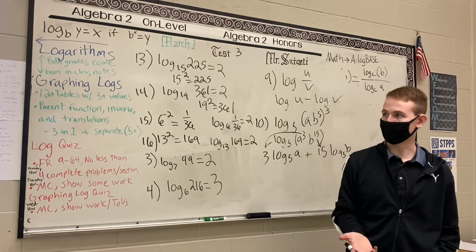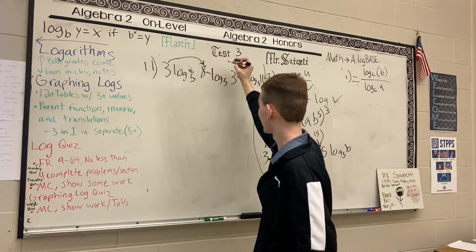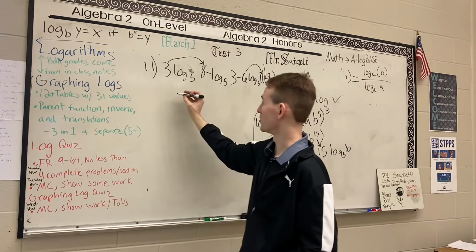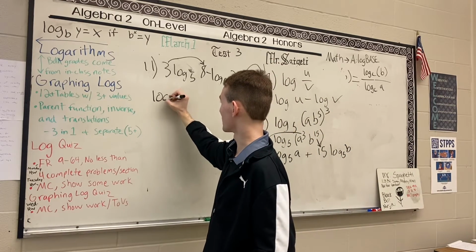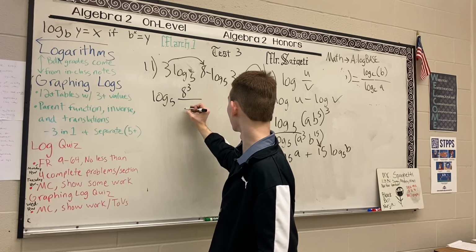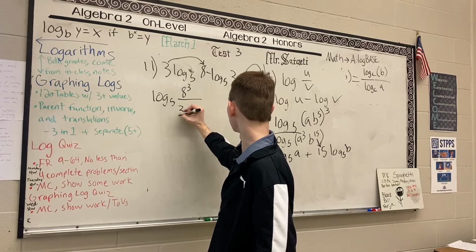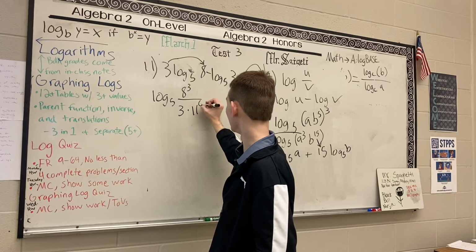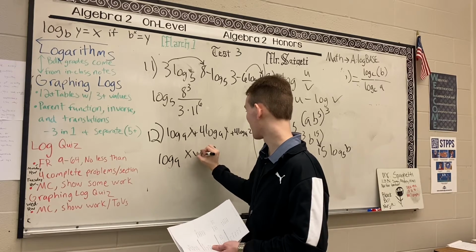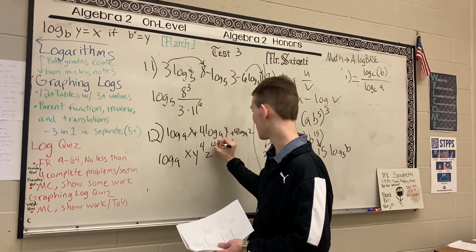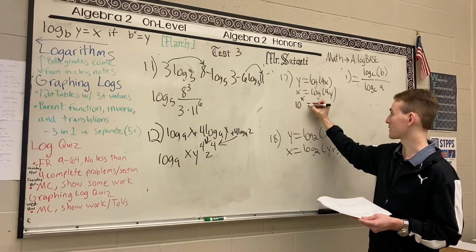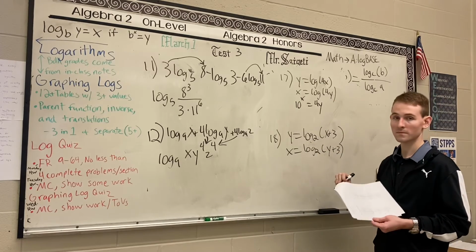You just had to rearrange the numbers to the exponent of that, and then this goes to the exponent of that. So what we end up with is log base 5 of 8 cubed over, we've got 3 times 11 to the 6th power. I have log base 9 of x, y, z. The whole base here is 10. So what ends up happening is we have 10 to the x is equal to 4y, right?